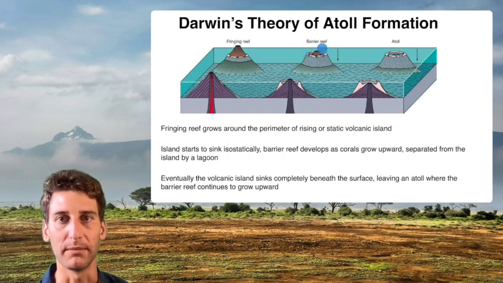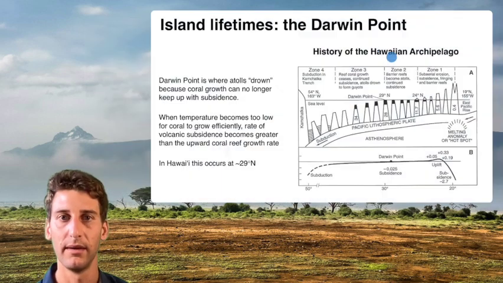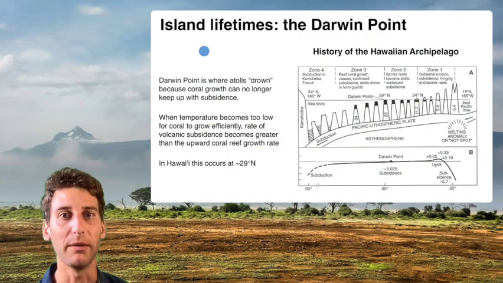And so you see this rim becoming more prominent. This is the barrier reef. And then eventually, the actual seamount, or the actual island, the basaltic part at least, will sink below the surface, and all you'll have left is this coral that's continuing to grow and keep pace with sinking. So this works for a while, but there are some limits to this.